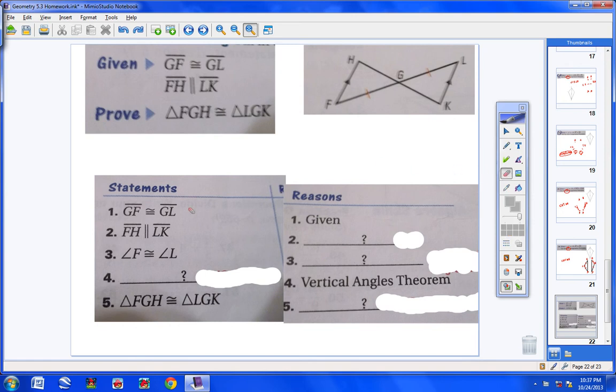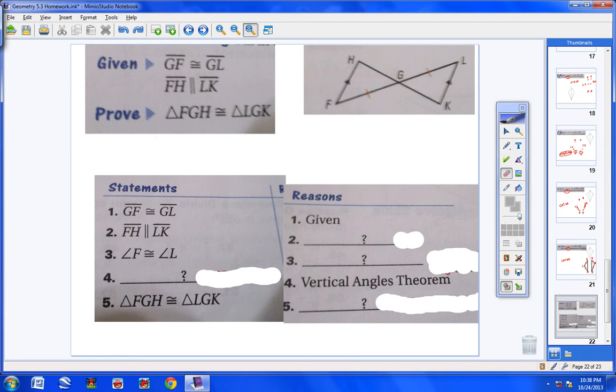All right. Notice, first of all, here's our given. They've given this to us, and they want us to prove this right here. Now, they've kind of written steps down for us and reasons, and so we've got to figure out what's missing. For example, for number 1 right here, GF is congruent to GL. There's nothing to do. They already tell us the reason. It's given. But look at step 2. FH is parallel to LK. They want you to tell the reason.